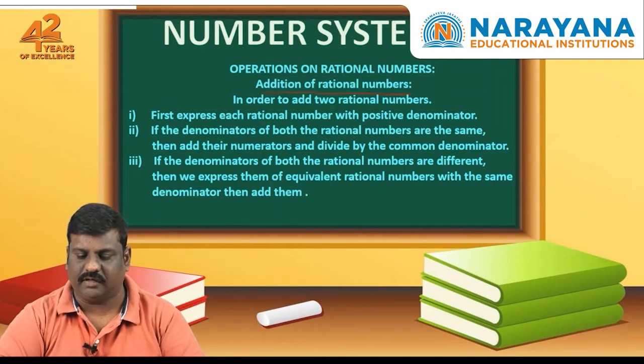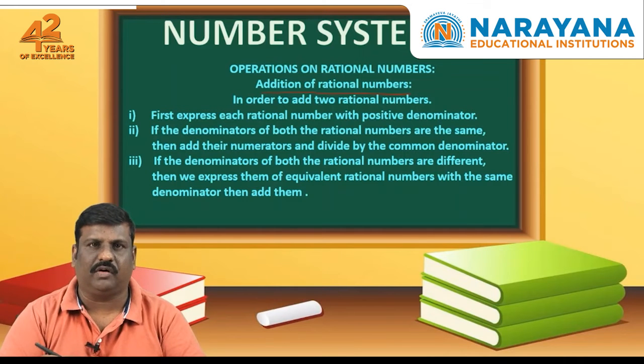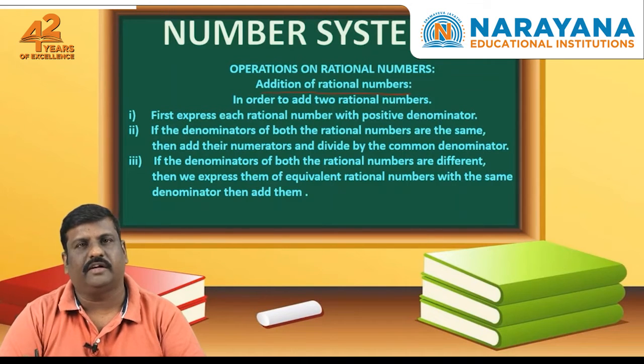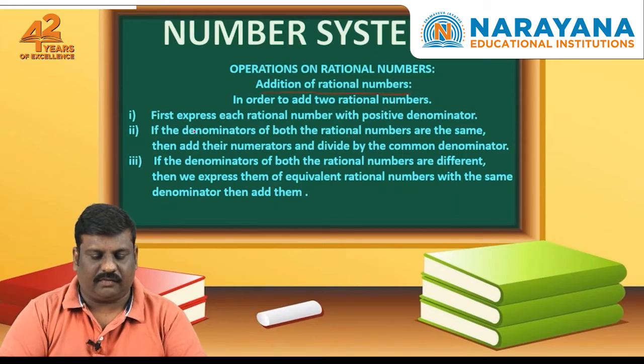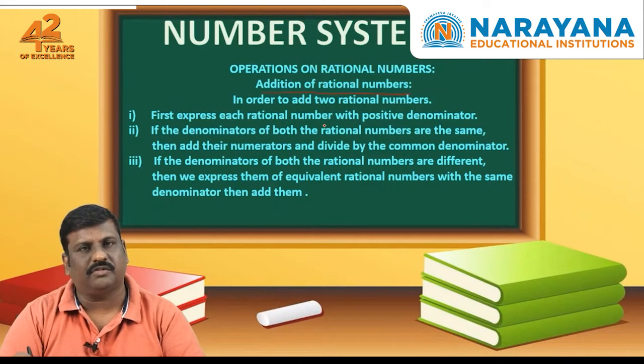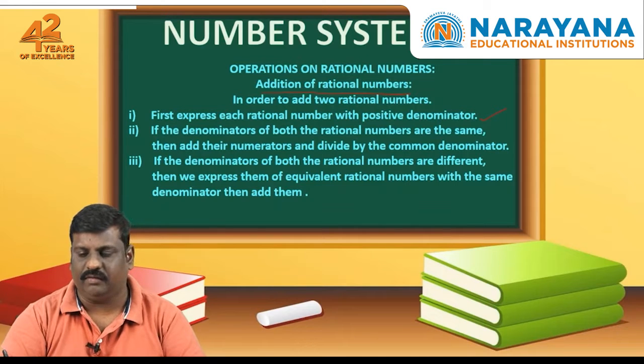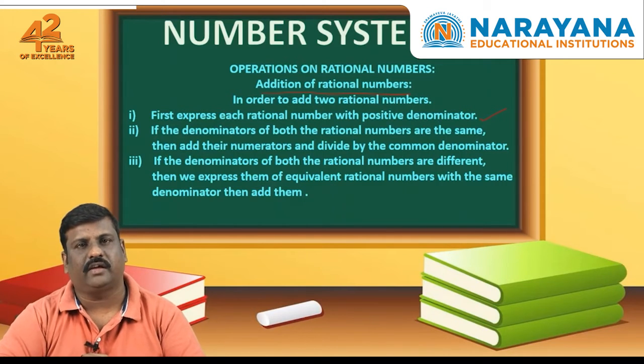In order to add rational numbers, you have to follow these three steps. Step number 1: first express each rational number with a positive denominator. Why do we specify this? In some cases the denominator is given as a negative, so we change it to positive. For example, 3 upon minus 5 should be converted to minus 3 by 5. Like this, we can change the given rational numbers to have positive denominators.